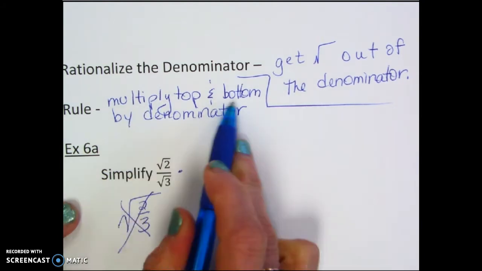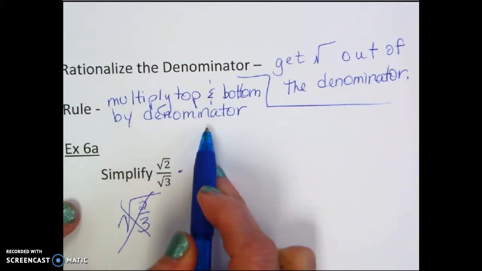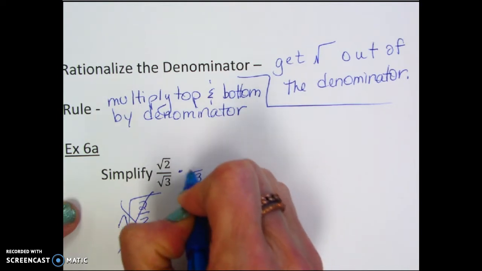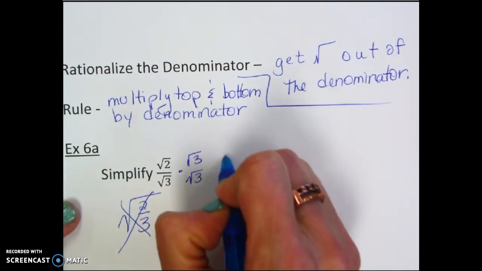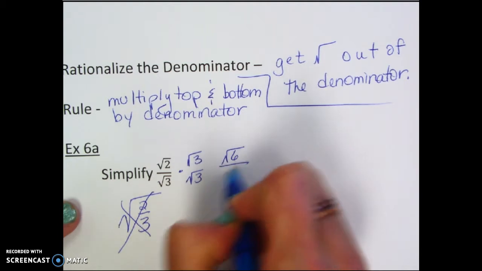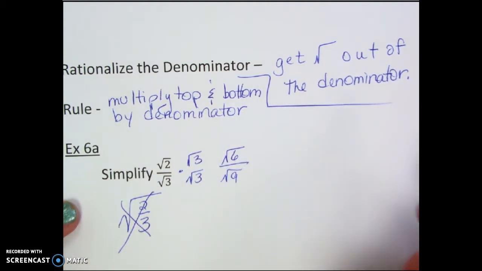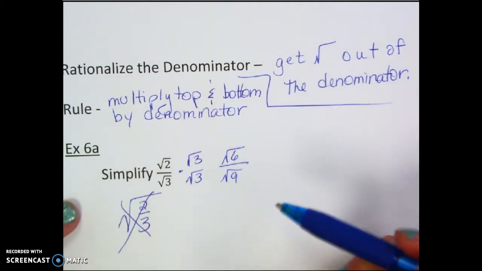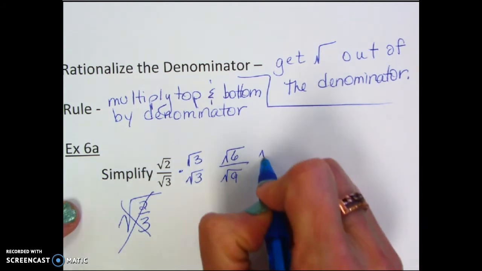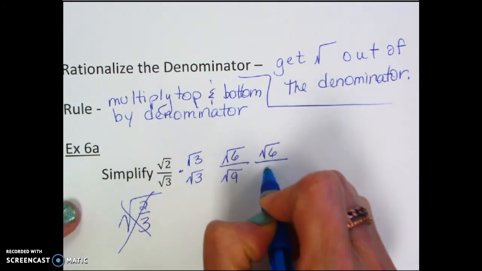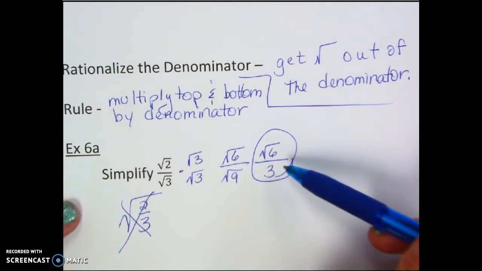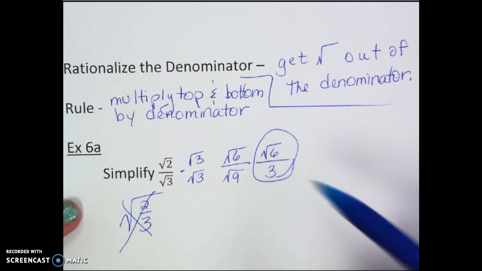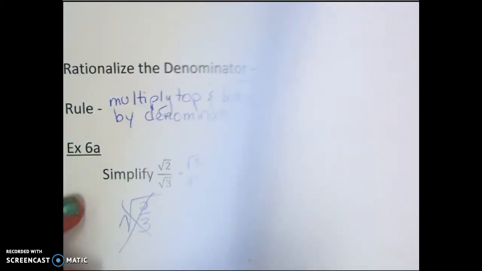So the rule up here tells us to multiply the top and the bottom by the denominator. The denominator is the square root of 3. So I'm going to multiply the square root of 2 times the square root of 3 and the square root of 3 times the square root of 3. So the top, 2 times 3 is 6, 3 times 3 is 9. These are still in square roots because we haven't taken a perfect square out. Square root of 6 doesn't simplify, but the square root of 9 is 3. And now we have our answer without a square root in the denominator. And this is called rationalizing the denominator. I'll do a couple more of those for you.